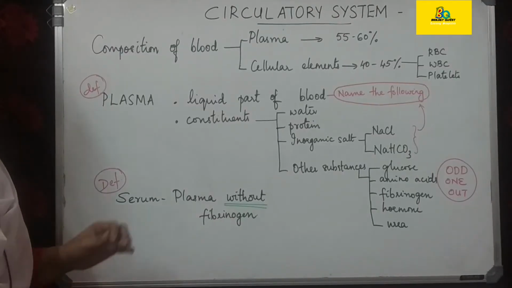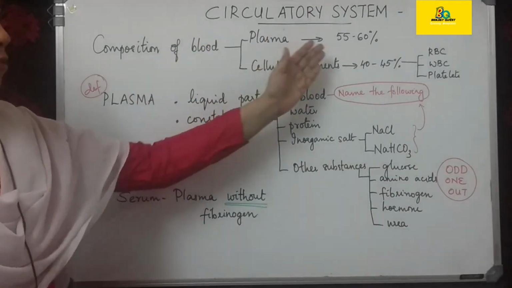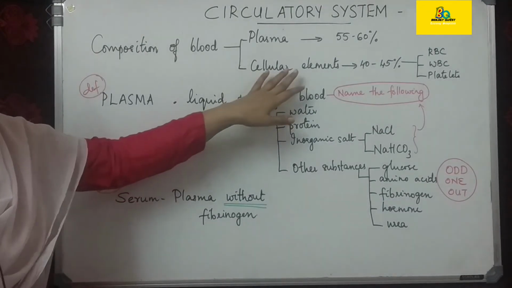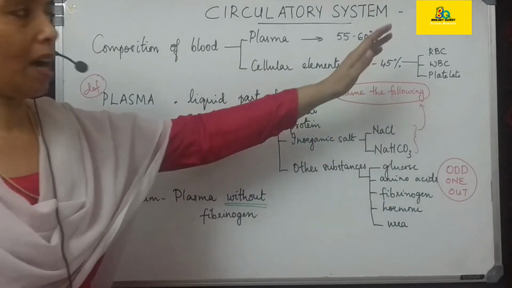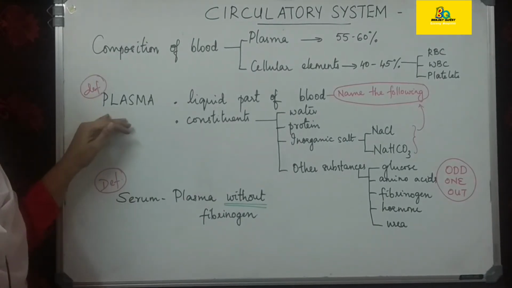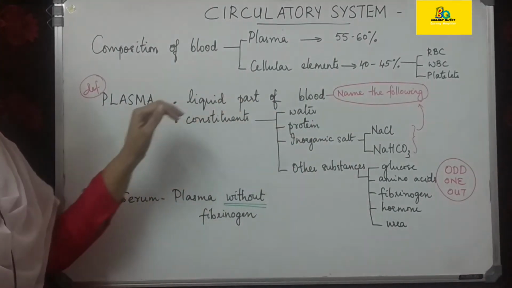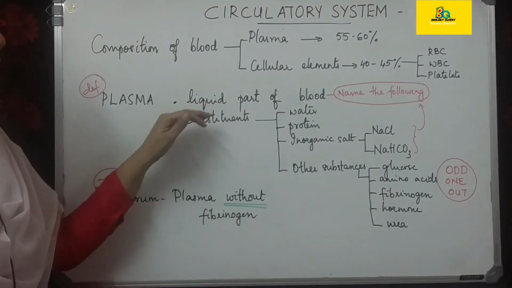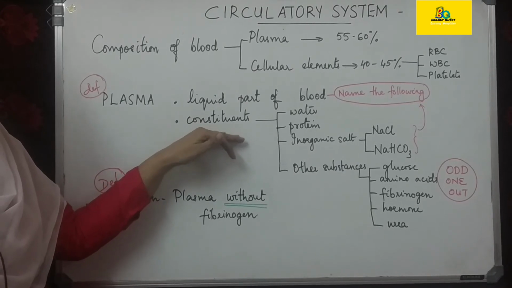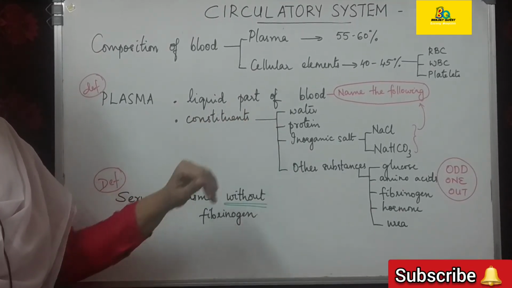Now coming to the composition of blood. Blood consists of 55 to 60% plasma and 40 to 45% cellular elements. The cellular elements include RBC, WBC and blood platelets. Now what is plasma? Plasma can be asked for definition or as name the following. The liquid part or the fluid part of the blood is called plasma, and the constituents of plasma are water, protein, inorganic salt and some other substances.